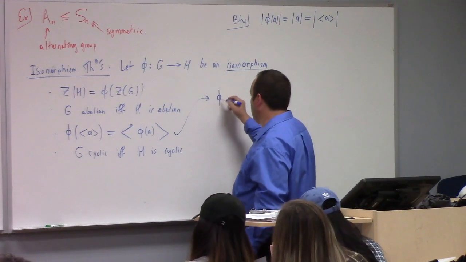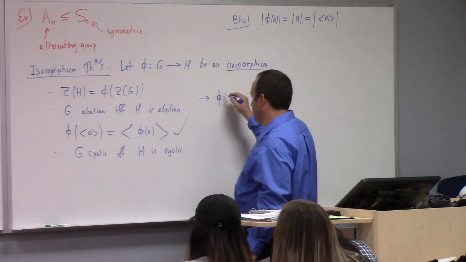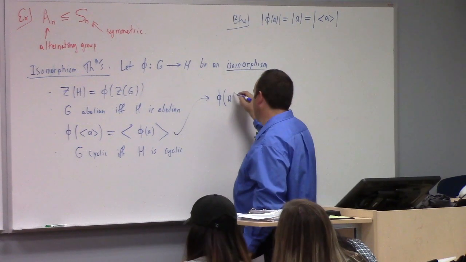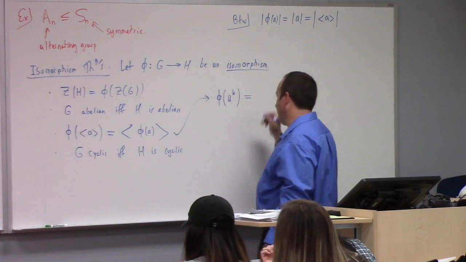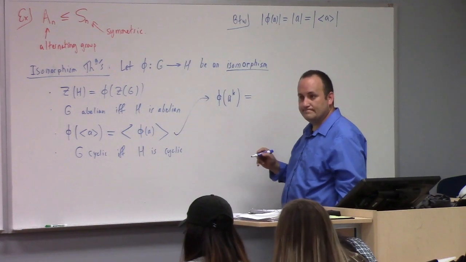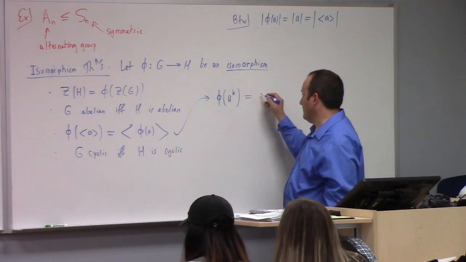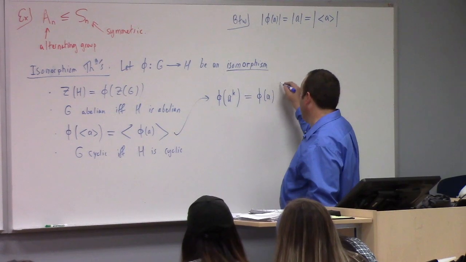Phi of A to the power k is what? We proved this last time, right? That's phi of A to the k.